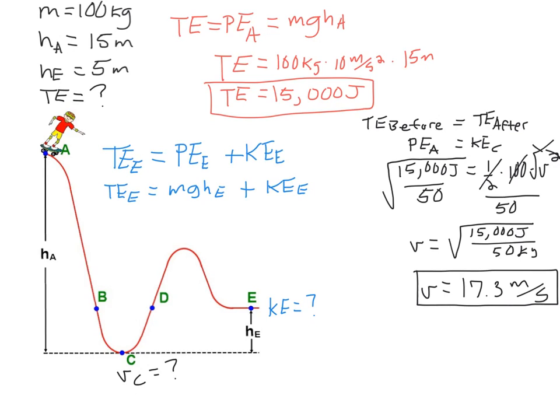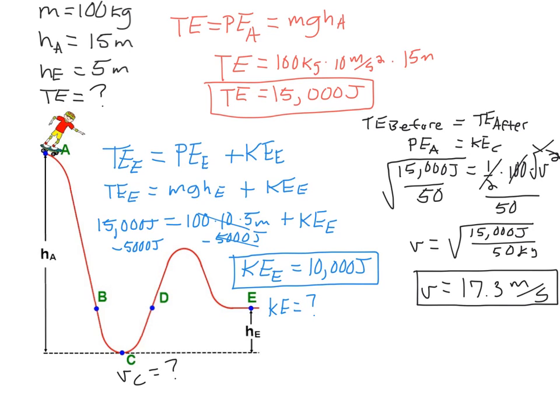So once again, remembering that the total energy at E is going to be the total energy that it was at A and C, or 15,000 joules. We plug that in, as well as the mass of 100 kilograms, the gravity of 10 meters per second squared, the height at E of 5 meters, and that ends up being 5,000 joules plus the kinetic energy on the right side being equal to 15,000 joules. You subtract 5,000 and you get 10,000 joules of kinetic energy at point E. Now, that should make sense because then there was 5,000 of gravitational potential energy, and the total energy still ended up being equal to 15,000 joules.